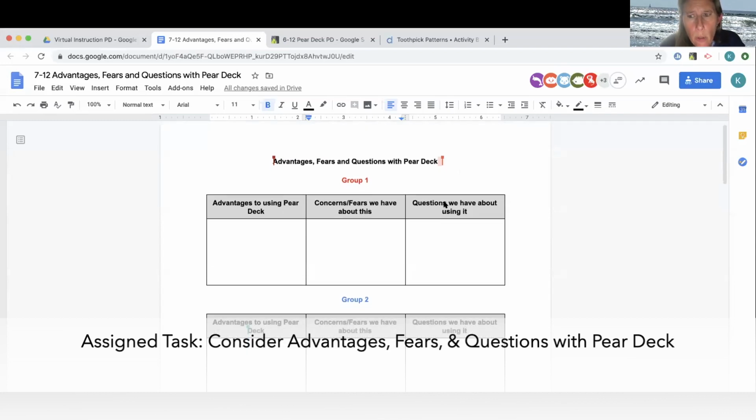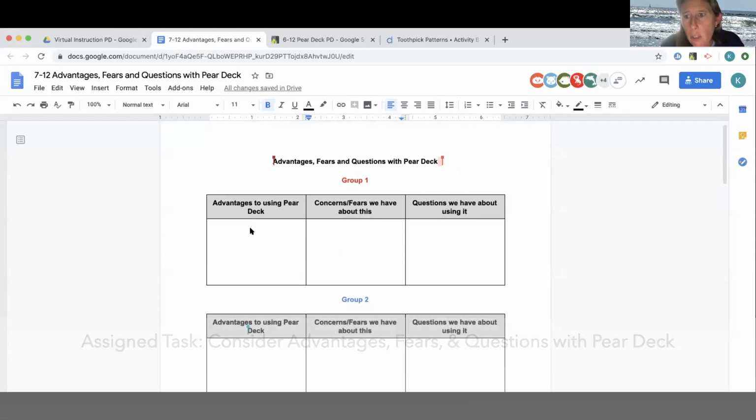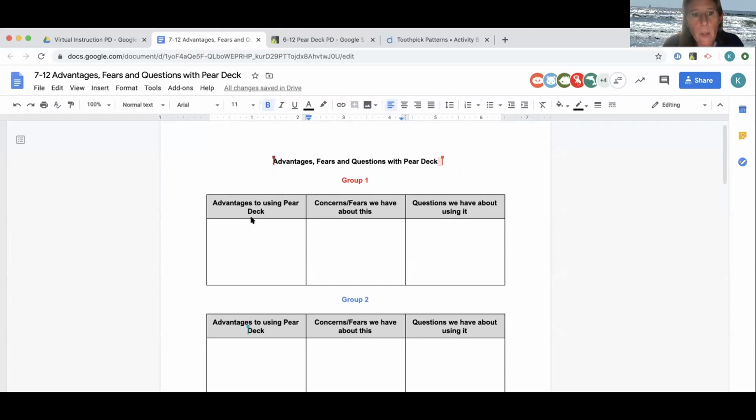But I'm gonna show you really quick just what you're filling out so that you will know before you go to the room. So if you get assigned group 1, somebody's gonna be typing into this table, and you're just gonna type as you have a conversation with the 3 or 4 of you. What are the advantages you think? What are the concerns you might have? And what are the questions you have?